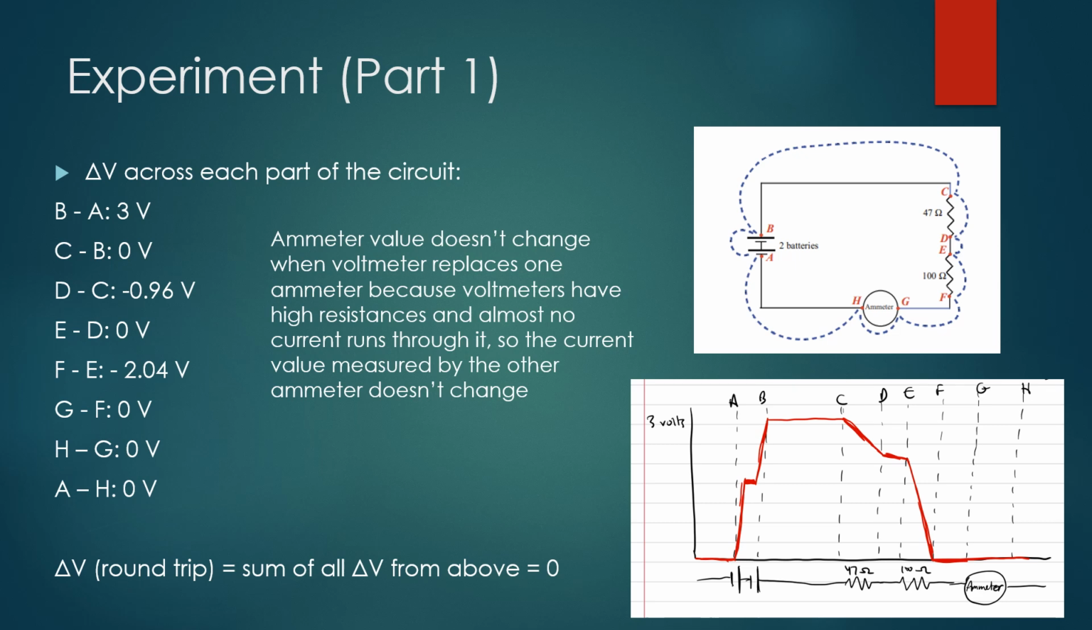The ammeter value didn't change when the voltmeter replaced one of the ammeters because voltmeters have high resistances, so almost no current runs through them, so the current value measured by the other ammeter didn't change. And this graph on the bottom right depicted the potential differences at different parts of the experiment.